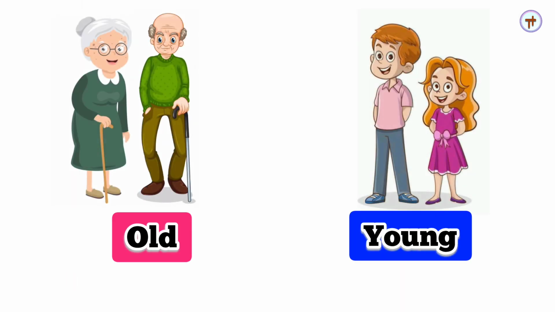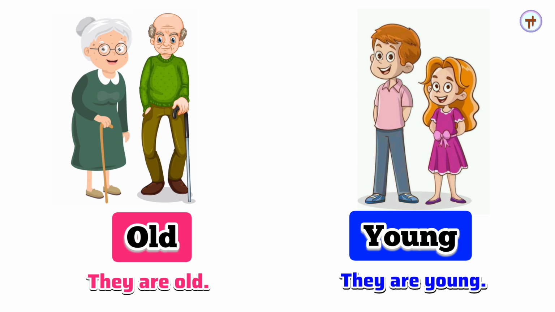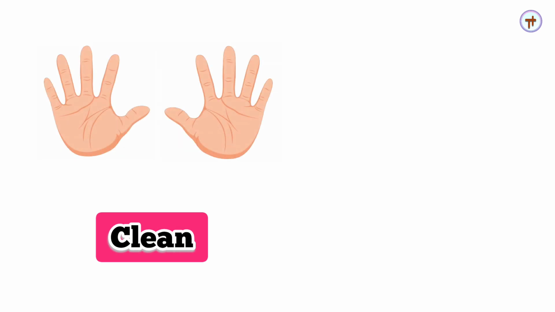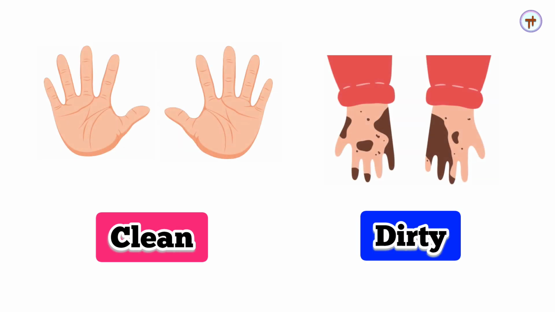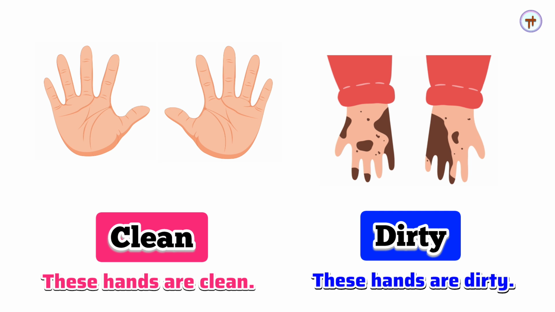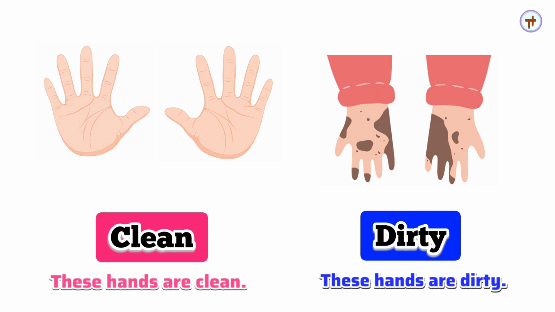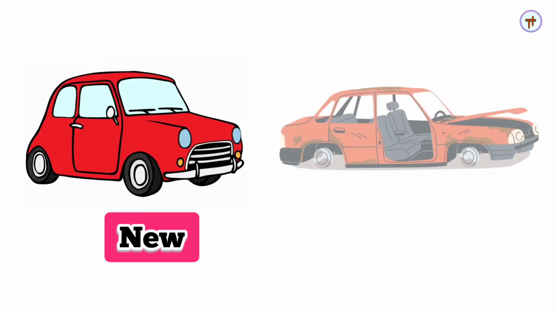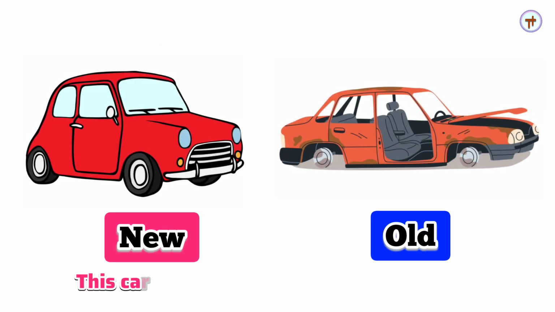Old, young. They are old. They are young. Old, young. Clean, dirty. These hands are clean. These hands are dirty. Clean, dirty. New, old. This car is new. This car is old. New, old.